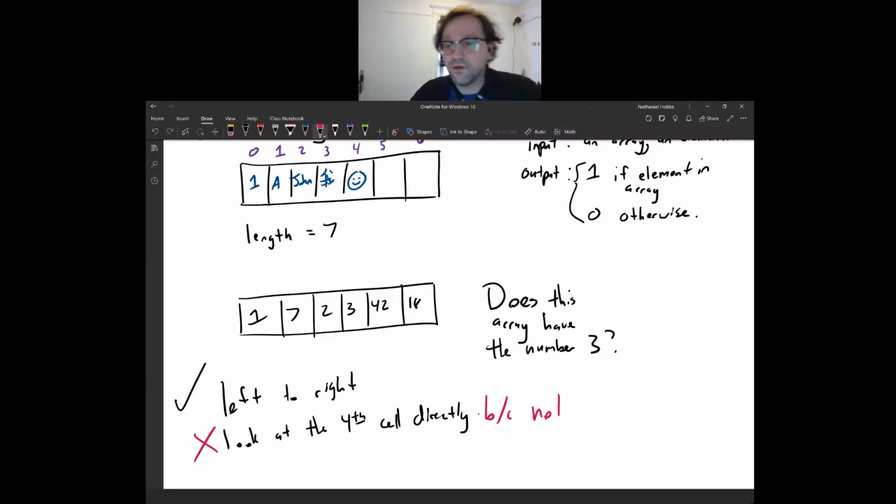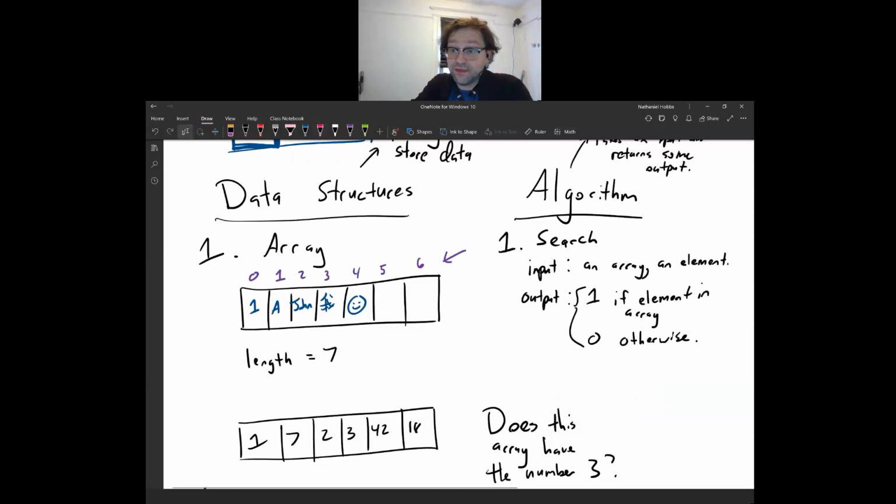Because not a general strategy. What I mean by a general strategy is that this algorithm, the search algorithm, should be able to take any array and any element and work. It should be able to find the element if it exists, or return that no, it does not exist. It doesn't matter how long the array is or what things are inside of it. It should work for all arrays and for any type of element.